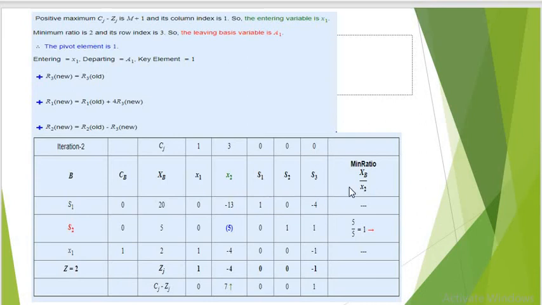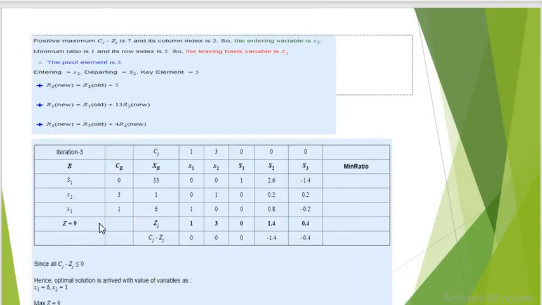To find the leaving variable, calculate the minimum ratio, that is xb by x2 for x2 greater than 0. And we can see that there is only one value here. So that is the minimum value and it corresponds to the variable s2. So s2 will be the leaving variable. Then look at the leaving row and entering column. The intersecting value is 5, which is known as the pivot element. Now the pivot element is 5.